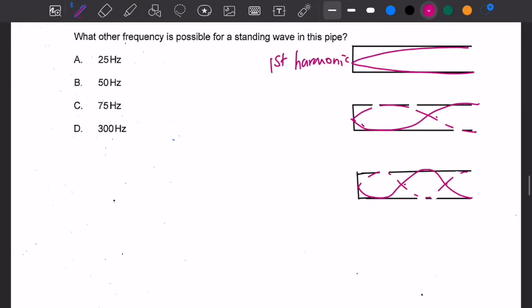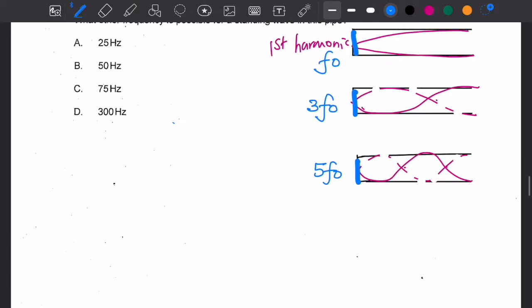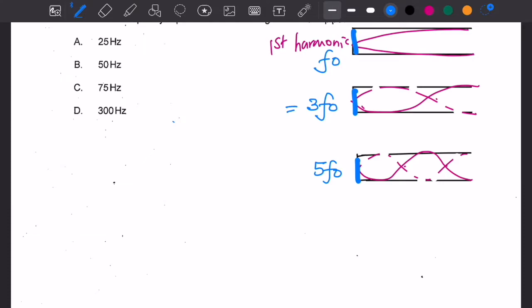Now about their frequencies, if you take this one as f naught, this should be 3f naught, this should be 5f naught, because one side closed tubes can only produce odd harmonics. So in this case, they have given you 3f naught is 150. So obviously f naught should be 50 hertz.